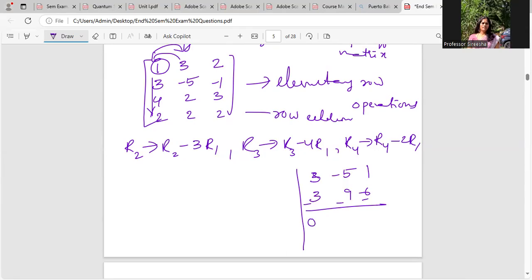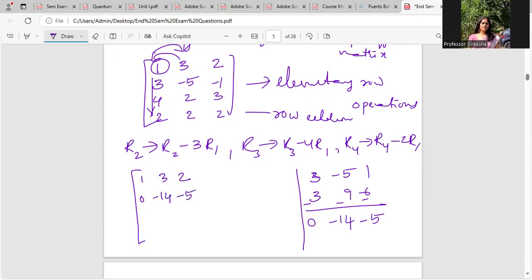3R1 would be what? 3 1 is 3, 3 3 is 9, 3 2 is 6. So minus 9 and minus 5 would be minus 14, minus 6 plus 1 would be minus 5. That's my second row after reducing it to echelon form: 0, minus 14 and minus 5 is what I have.